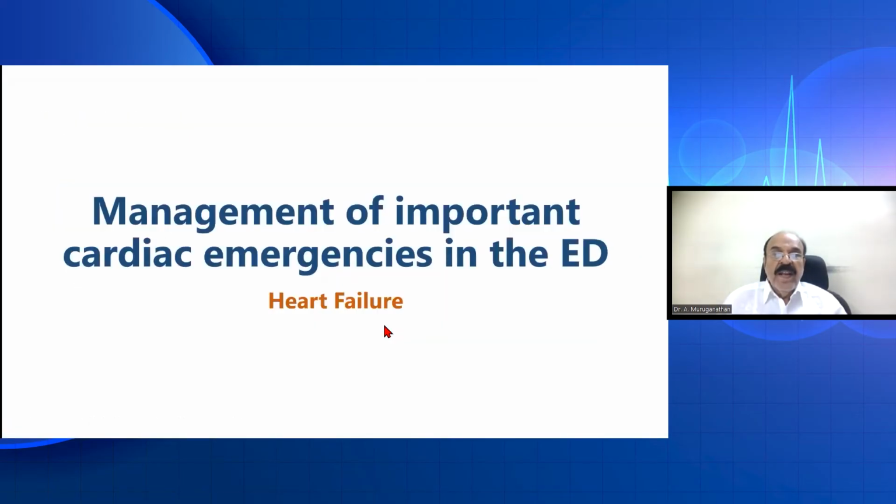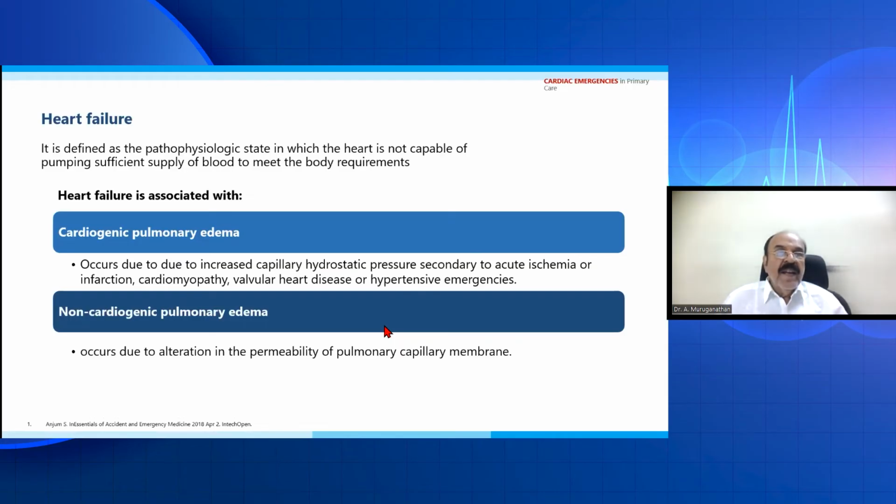Now about heart failure. How do you manage heart failure? It is defined as the pathophysiological state in which the heart is not capable of pumping sufficient supply. You know, the heart is a pump which supplies blood all over the body. When it fails, the blood circulation is affected.